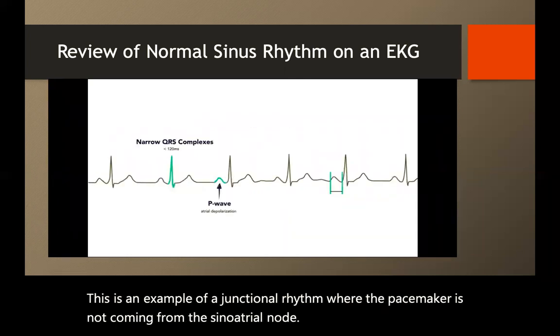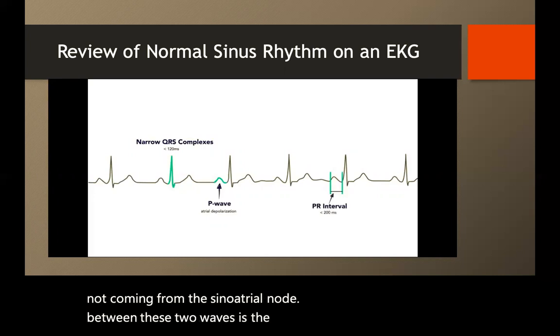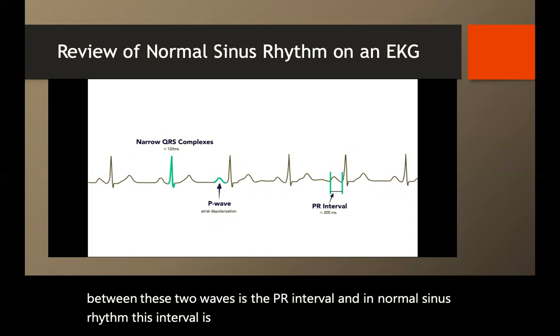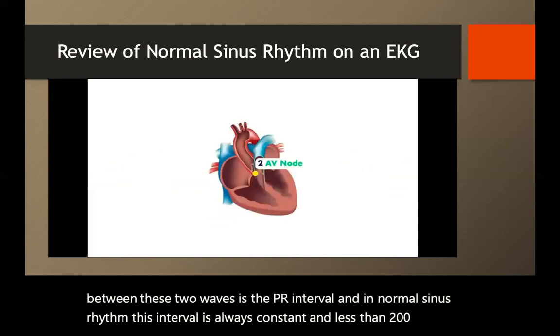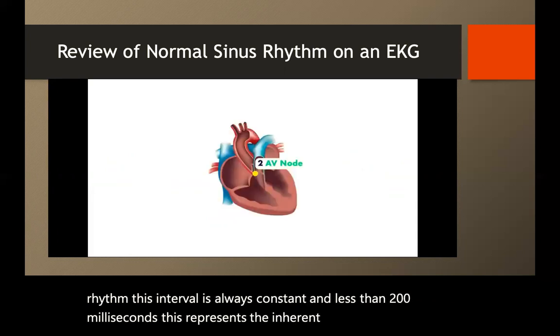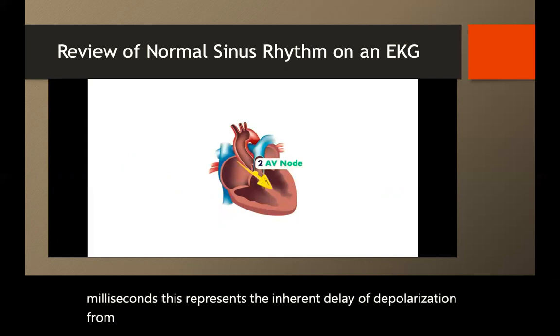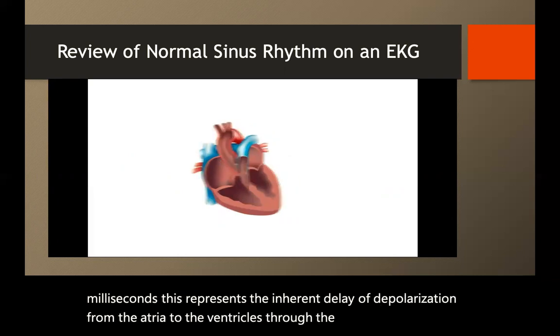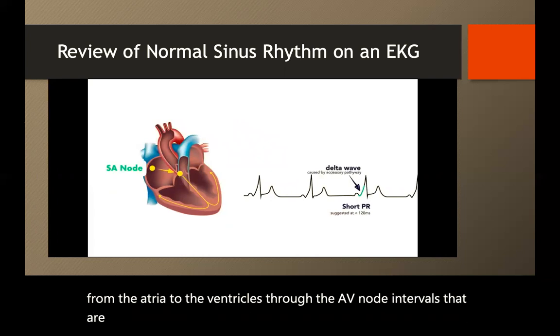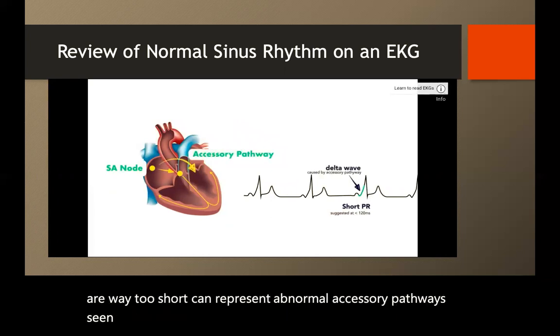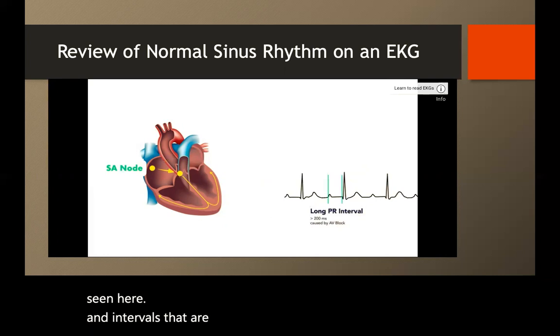Between these two waves is the PR interval, and in normal sinus rhythm, this interval is always constant and less than 200 milliseconds. This represents the inherent delay of depolarization from the atria to the ventricles through the AV node. Intervals that are way too short can represent abnormal accessory pathways seen here, and intervals that are too long can represent AV blocks seen here.